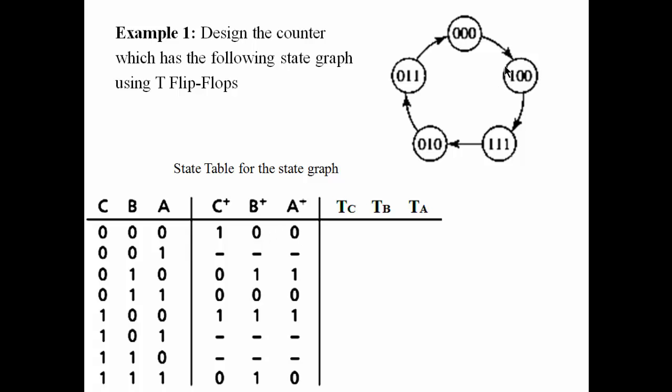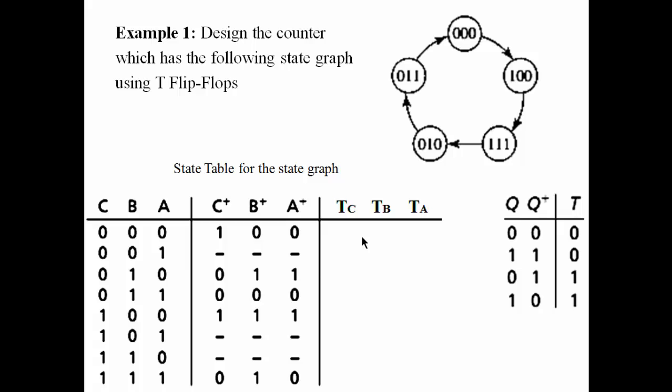Now let's go to 1, 0, 0. The next is 1, 1, 1. So this is 1, 0, 0 and the next is 1, 1, 1. Now for 1, 1, 1, the next is 0, 1, 0. And we continue like this until we fill all the table. We can see that the state 0, 0, 1 is not present in the state graph, so we just put dash, dash, dash.